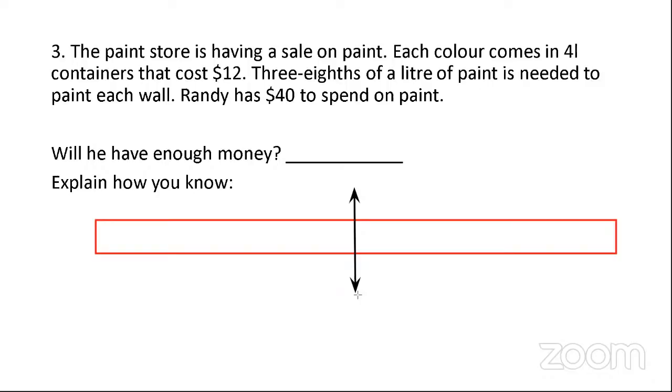Now it says 3/8 of a liter. So let us divide this 1 liter representation into 8 equal parts. Because now that is where we're going to look at 3/8 to see if it's going to be more than a liter, less than a liter, or exactly a liter. So I'm going to divide this into 8 equal parts, and then we identify 3/8.